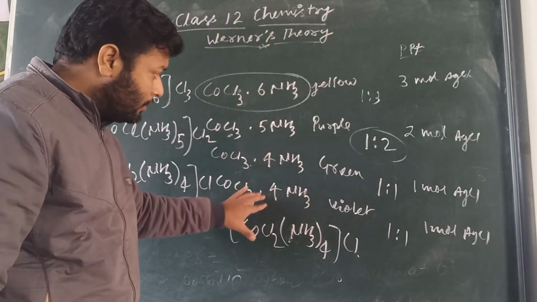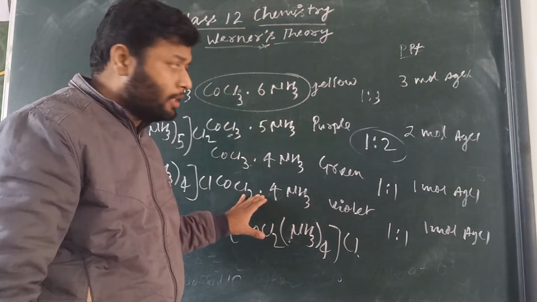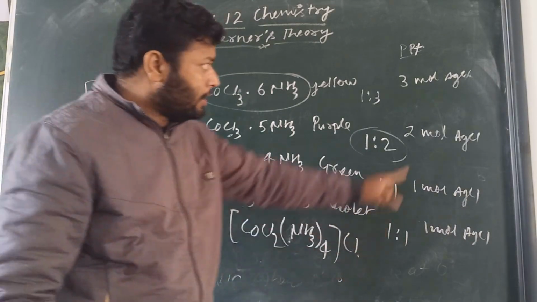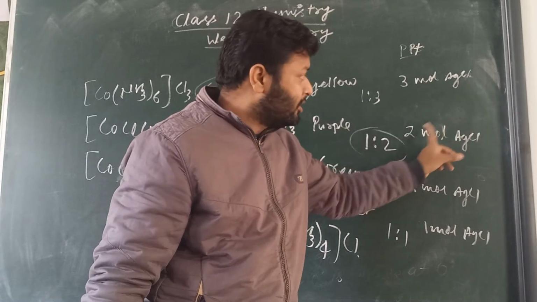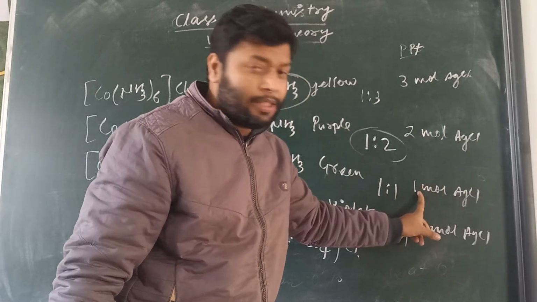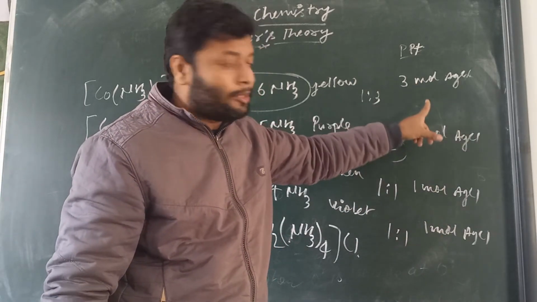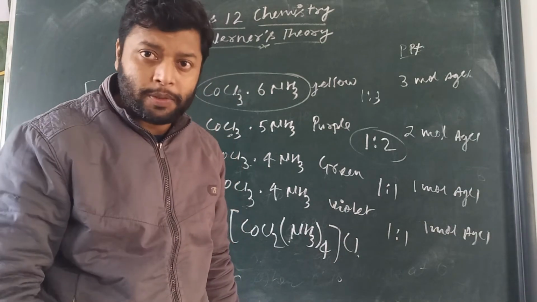All these four compounds, on passing silver nitrate solution, give this number of precipitate. This number of precipitate indicates 3 Cl was ionizable, 2 Cl was ionizable, 1 Cl and 1 Cl was ionizable, indicating primary valency was 3, 2, 1 and 1 respectively. That is the first answer.